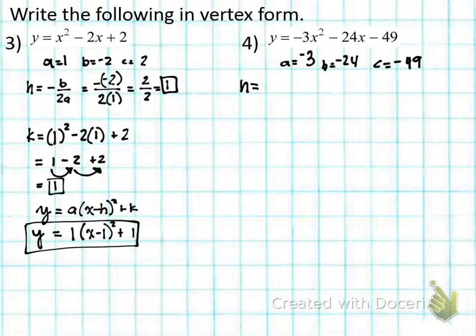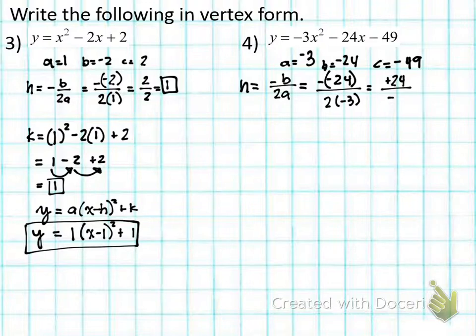Good, it's negative b over 2a, so we're going to put this into here. So we're saying H is negative negative 24 over 2 times -3. What's negative negative 24 equal to? Positive 24. 2 times -3 is -6. What's 24 divided by -6? -4. Okay, so that's our H here, okay?